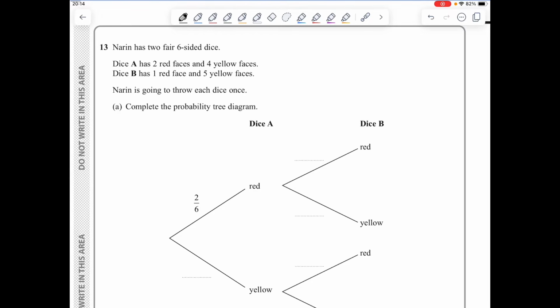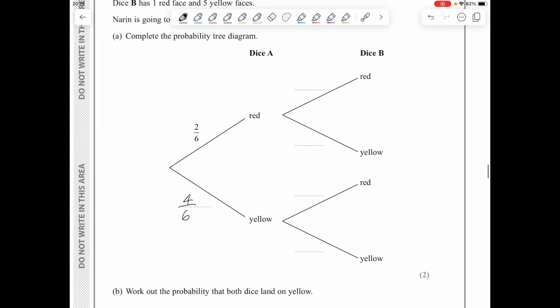For question 13, for dice A, we have 2 red faces and 4 yellows. The probability of getting red is 2 out of 6, and the probability of getting yellow is 4 out of 6. Now for dice B, there's 1 red face and 5 yellow, so the probability of getting red is 1 over 6, and the probability of getting yellow is 5 over 6, and this is the same in both sets of branches.